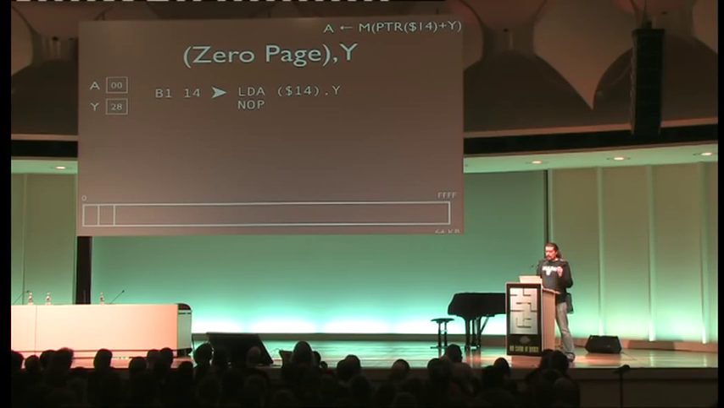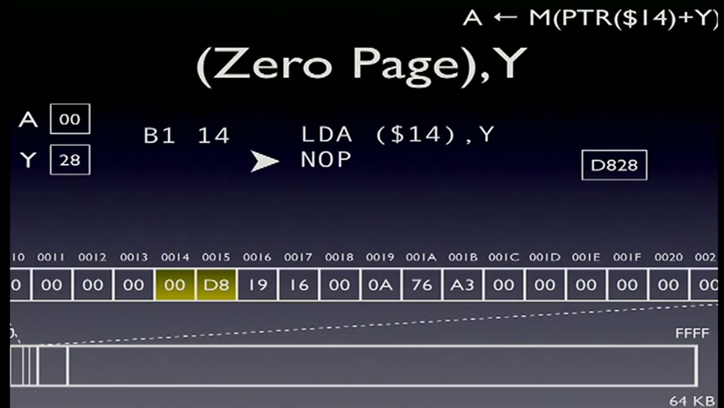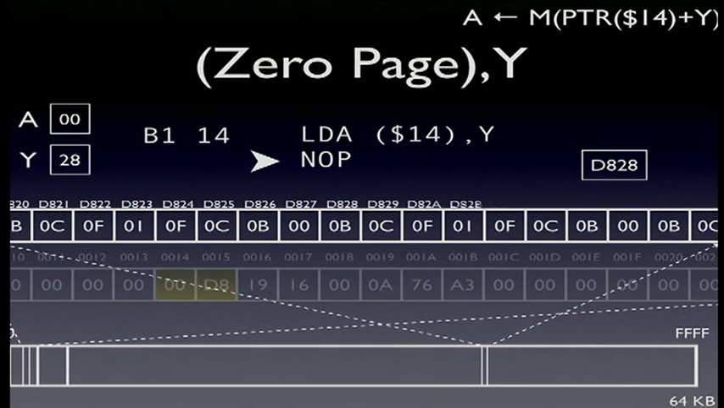Then this is zero page indirect first and then Y indexed, which is much more useful because this treats 14 and 15 in zero page as a 16-bit pointer. This pointer, in this case at 14, 15, is D800, and then afterwards we add Y of 28, so we read from D828. So normally whenever you have to count up somewhere and you don't know the pointer, put it in zero page and you can work with that pointer from there.